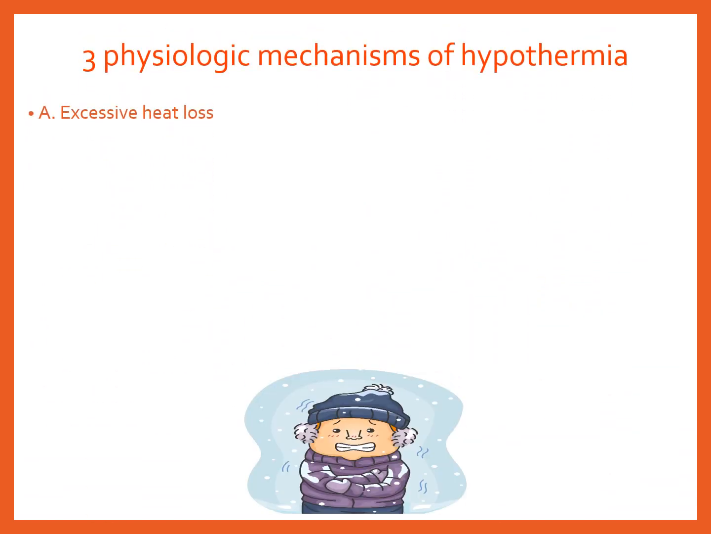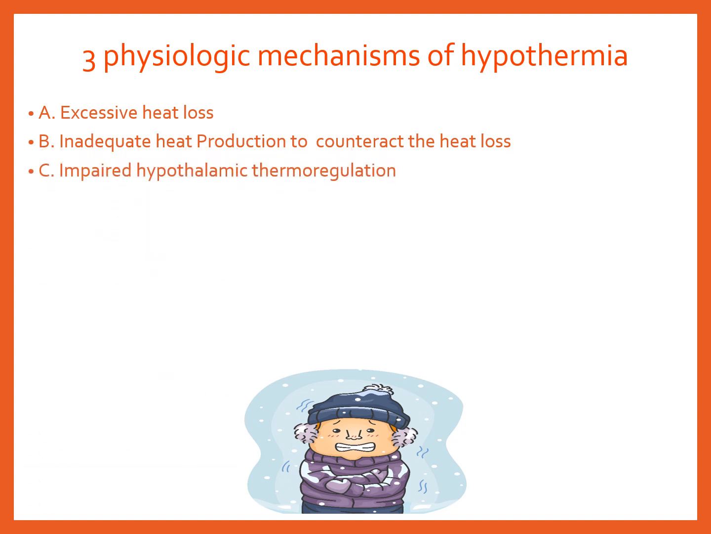So what are the three physiologic mechanisms of hypothermia? Number one is excessive heat loss. Number two is inadequate heat production to counteract the heat loss. And number three, impaired hypothalamic regulation.